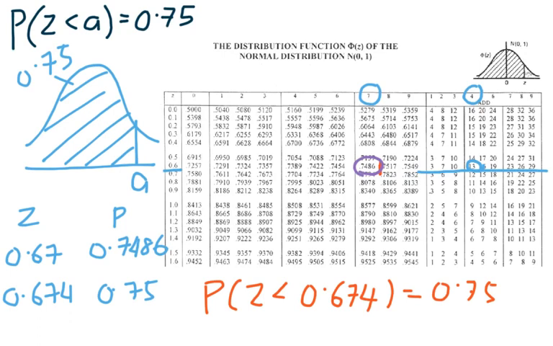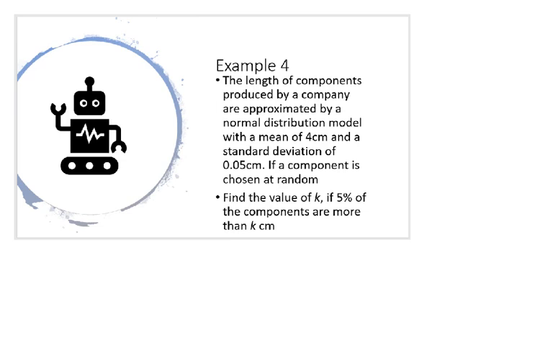Alright, okay. So let us have a look at one example in terms of the real situation, in terms of the context with the real variable value. Okay, so for this example, it says that the length of components produced by a company are approximated by a normal distribution model with mean of 4 cm and a standard deviation of 0.05 cm. If a component is chosen at random, find the value of K if 5% of the components are more than K cm.